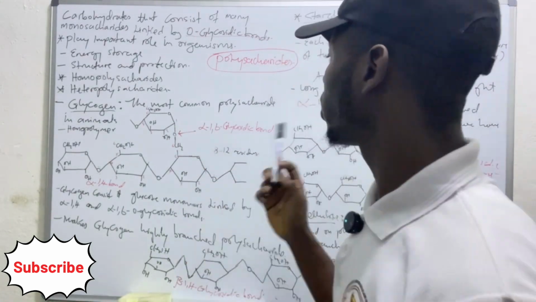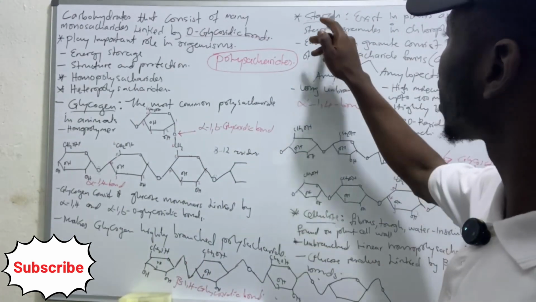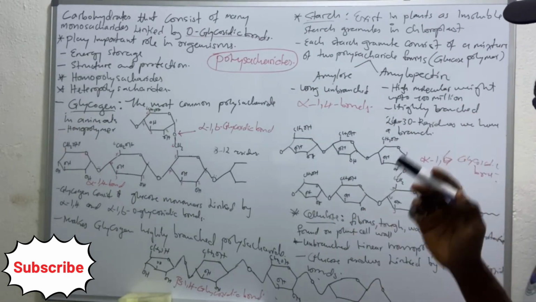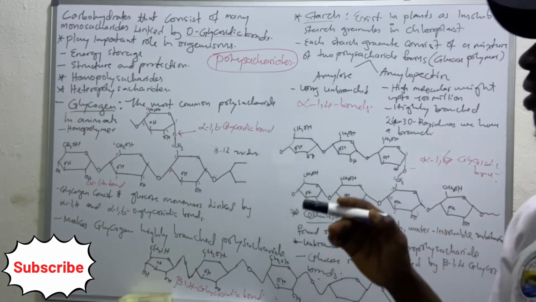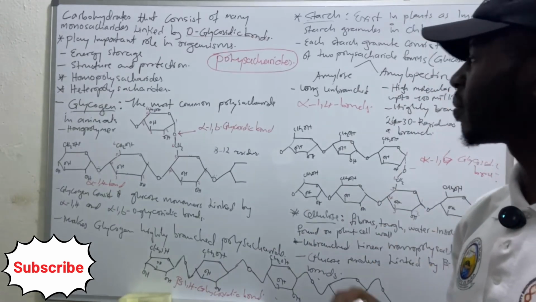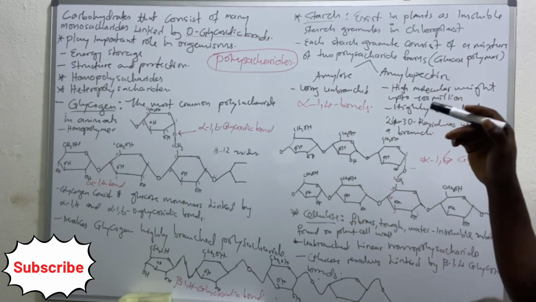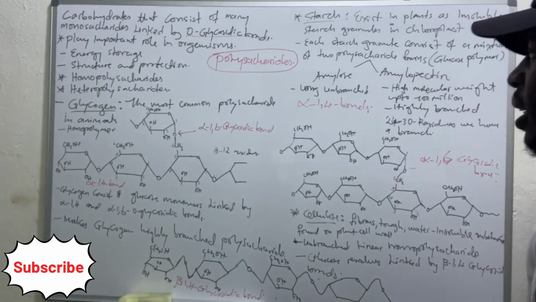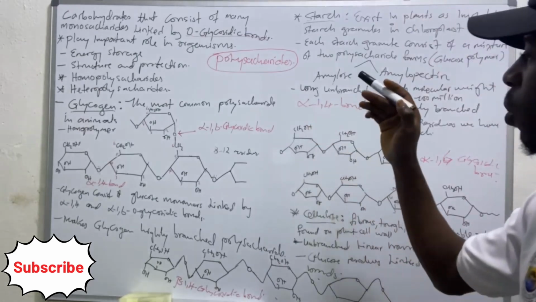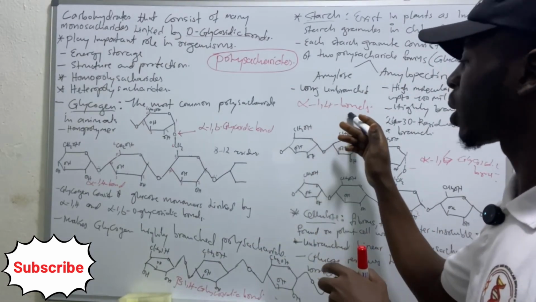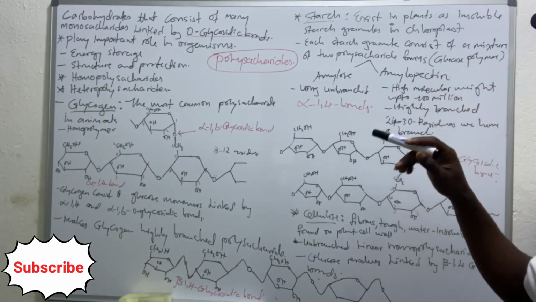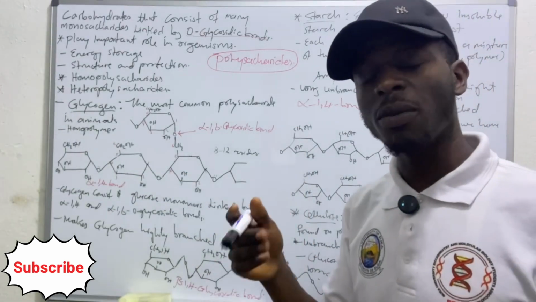Now the second type of homopolysaccharide that we are going to see is starch, which exists in plants as insoluble starch granules in the chloroplast. And each starch granule consists of a mixture of two polysaccharides, that is amylose and amylopectin. So amylose and amylopectin are the two polysaccharide forms of starch. Amylose is long and unbranched, and it is made up of glucose residues that are connected by the alpha-1,4 glycosidic bonds, just like the linear form here, while amylopectin is a highly branched form of starch.